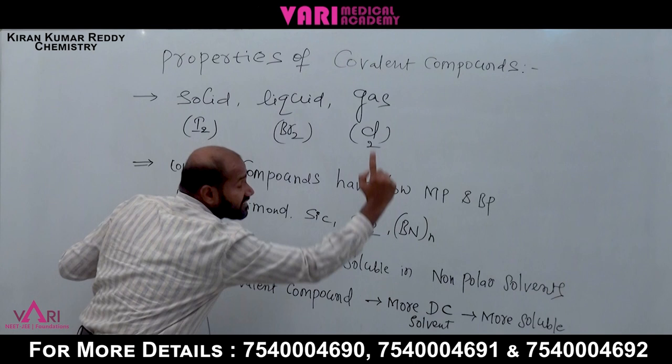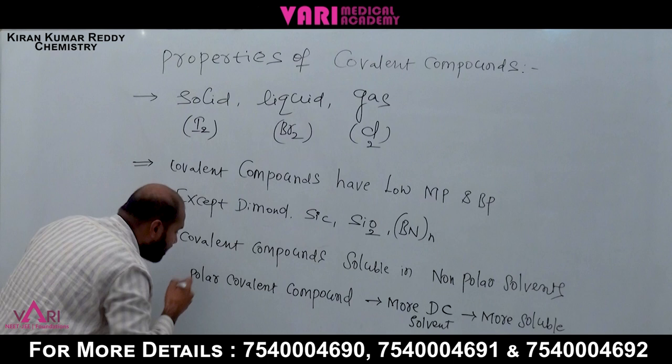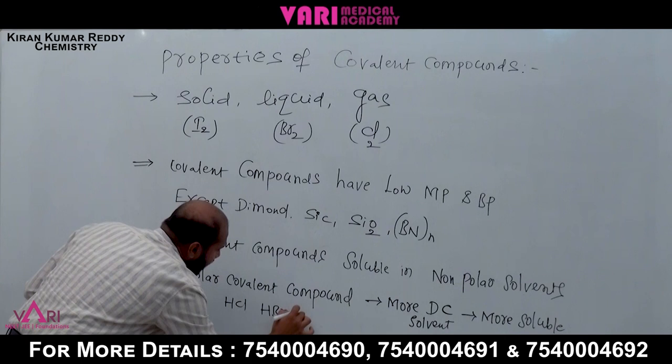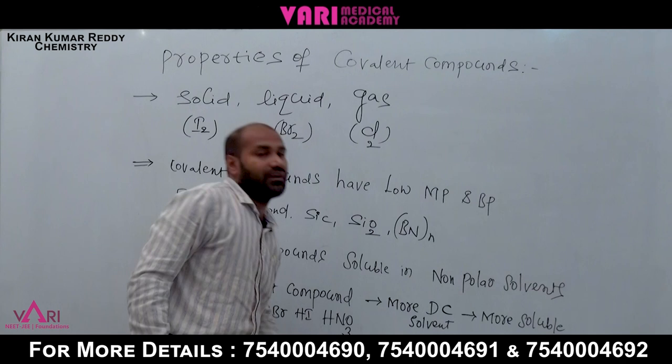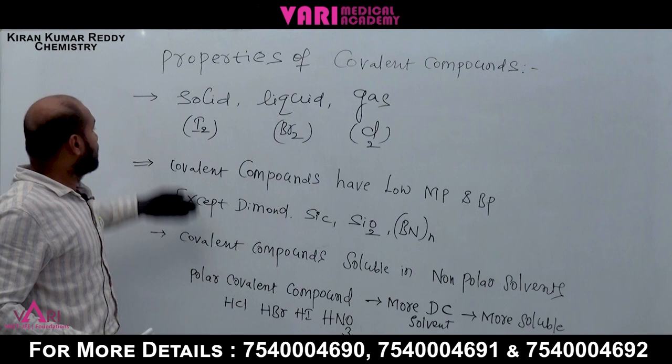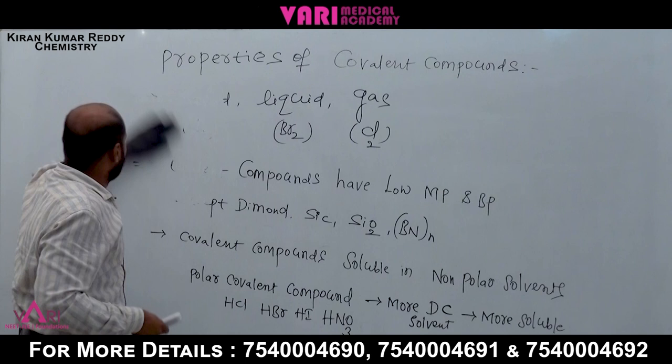Next, polar covalent bonds, for which we can take HCl, HBr and HI, and next HNO3. These types of compounds are more soluble in solvents with a higher dielectric constant. What is the dielectric constant? You have to write these points first. Next, I will erase it. Okay, next point we have to discuss.